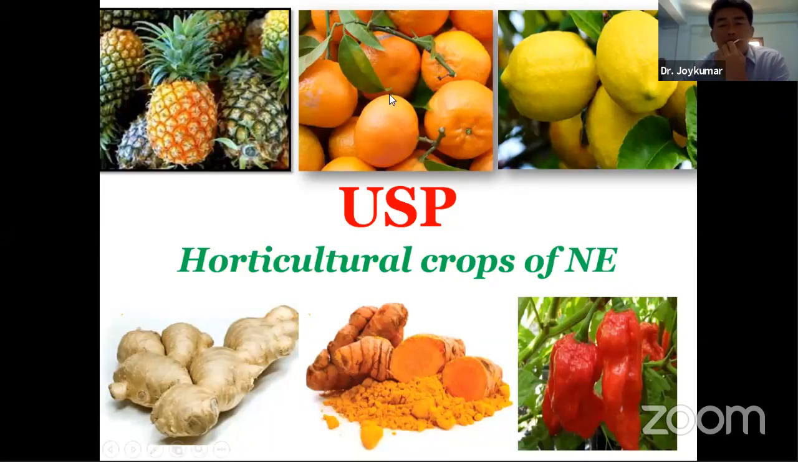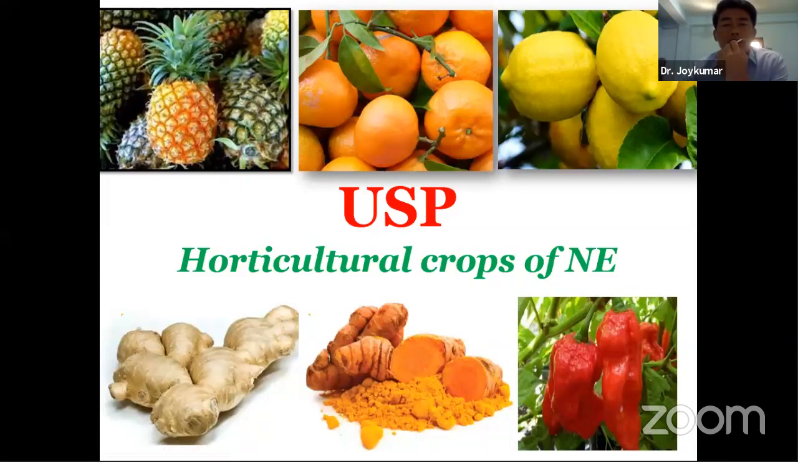Pineapple is one thing, and mandarin: Khasi mandarin, and Tamenglong mandarin in Manipur. This is another, and a unique Kachai lemon of Ukhrul, Manipur. These are all unique, having very good qualities. Then ginger, turmeric, and king chili, etc. So we have to target our entrepreneurship development mainly through these crops.